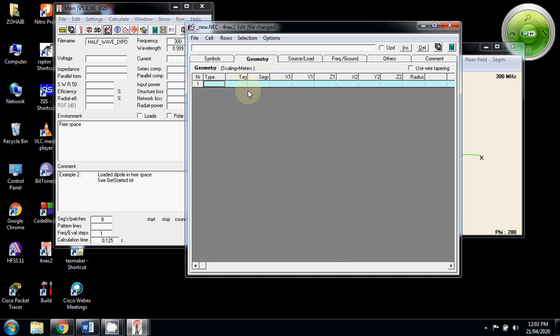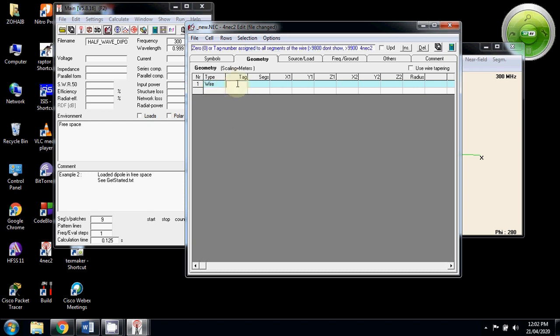In the geometry tab we need to put the starting and ending coordinates of a half wave dipole. When you click on this type column, it will give you a drop down. Because we are designing a linear antenna, we'll choose wire among all these options. The tag is an identifier, a number that we need to give. Usually people start from 1, then 2, 3, 4 and so on. Because there's only one structure in our antenna, I'll put 1 here.